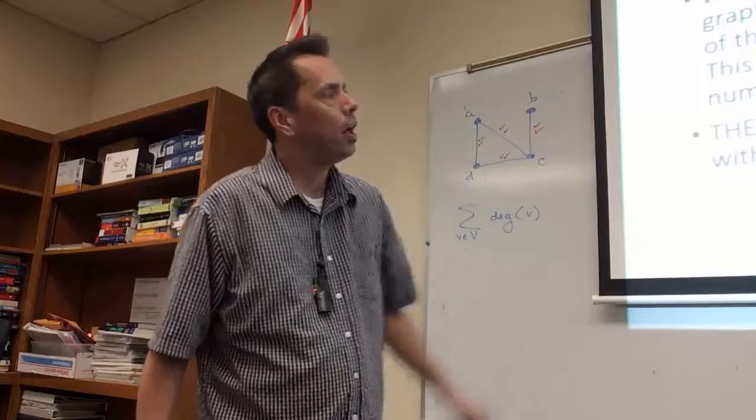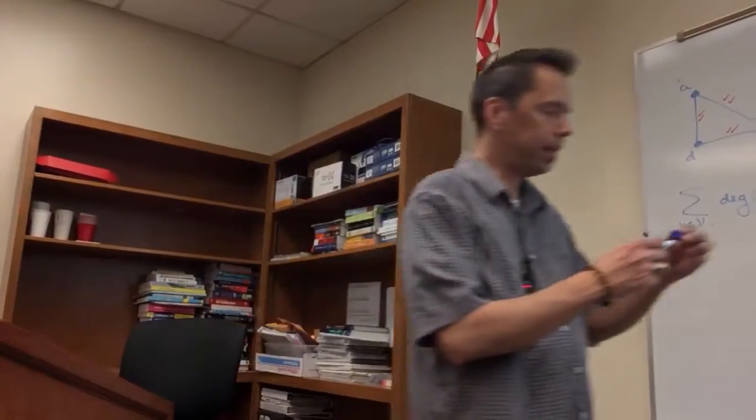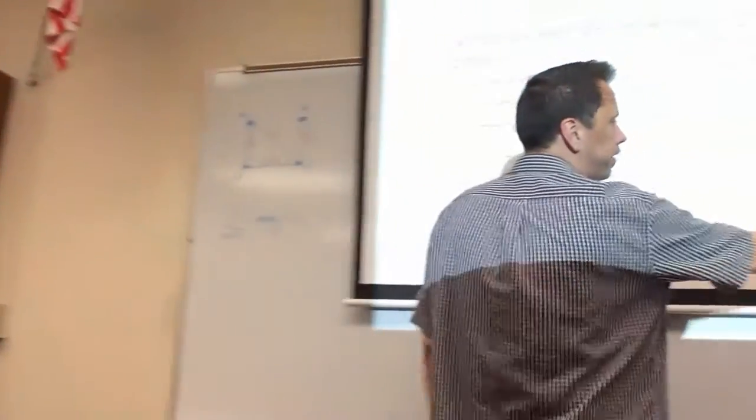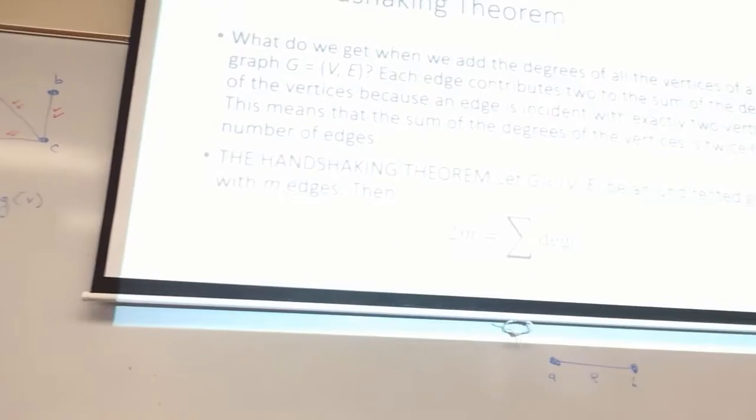All right. So that's called the handshaking theorem. I got my notation a little mixed up. Let G be an undirected graph with M edges. Then 2M is equal to the sum of the degrees of all the vertices. You add up the degrees of all the vertices, it comes out to 2 times the number of edges.